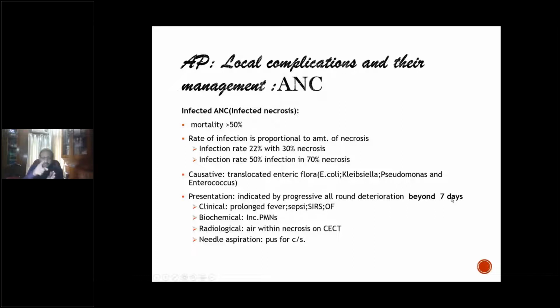So post 1 week, remember I told you the guidelines. Post 1 week, if you find that clinically the patient is not responding, there's prolonged fever, sepsis, SIRS, organ failure, biochemical parameters are showing a persistent increased polymorphonuclear leukocytosis, radiologically you find air trapped within the necrosis on CECT, or you do a needle aspiration and you aspirate pus, these are the indications where you have to go in for intervention.